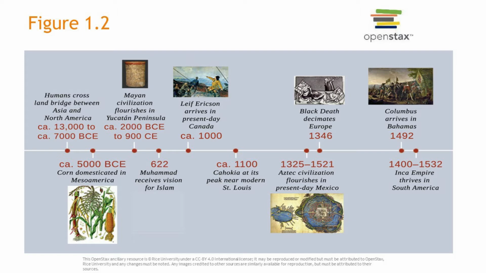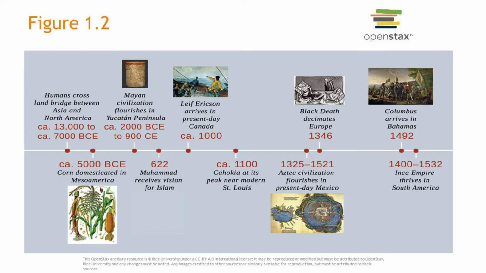First, we can see on the far left, we have humans cross that land bridge between Asia and North America, and we're looking at about 13000 to 7000 BCE. Another name for this land bridge is called Beringia. And geographically, we're talking about present-day Alaska going up into Russia. This is the area where we believe that humans first crossed over into the Americas.